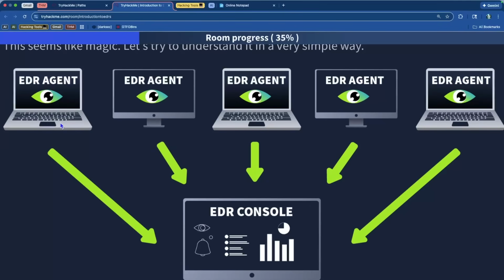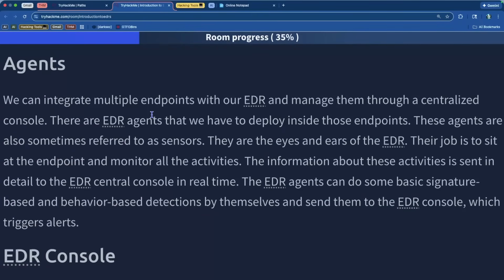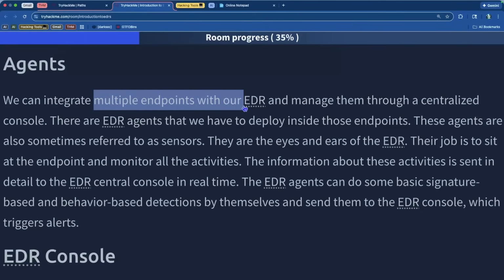It will compare what's going on. If it notices something malicious, it'll compare this to this and to this and to this, but it's not comparing how these communicate with each other or how they communicate with the outside world, the World Wide Web, okay? So going to the agent, we can integrate multiple endpoints with the EDR and manage them through a centralized console.